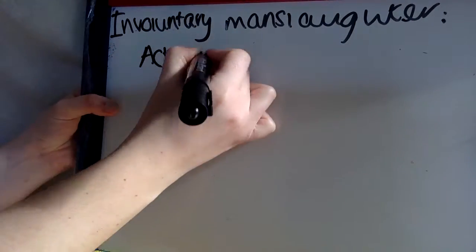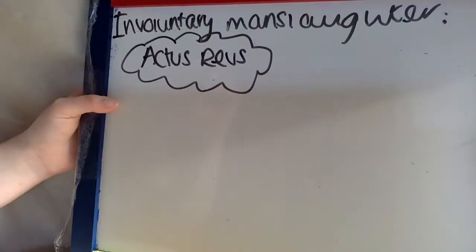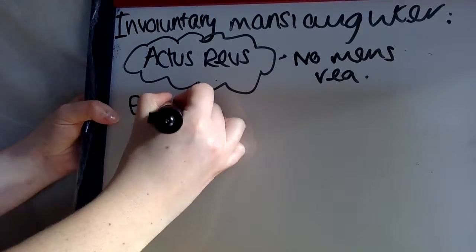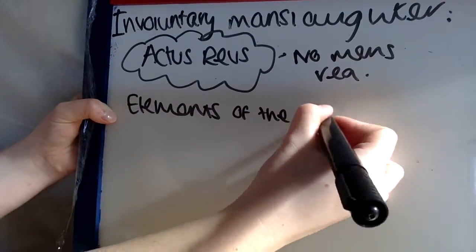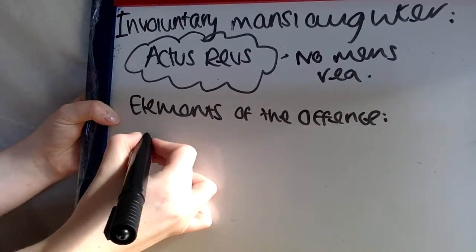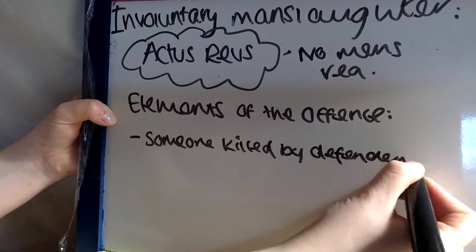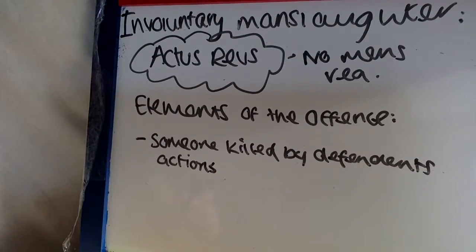Involuntary manslaughter. To make a case for involuntary manslaughter, it is essential that the defence has the actus reus for the murder, but no mens rea for murder. They are responsible, but no motive can be established.